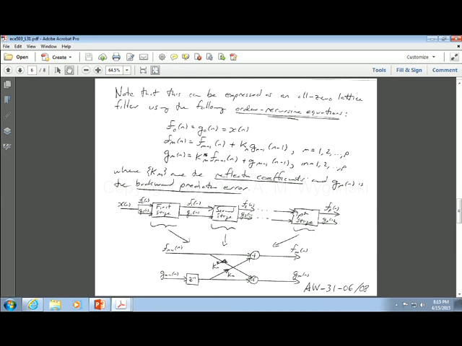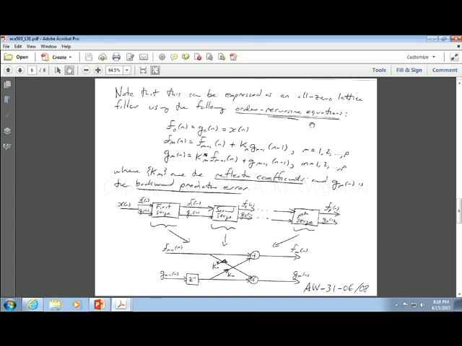What about x of n minus 2, n minus 3, n minus 4, n minus 5, n minus 6? So what I want to do is I want past values of the output. And I have previous forward prediction errors from those as well. And I'm talking about recursion. And this is where my lattice now comes in.